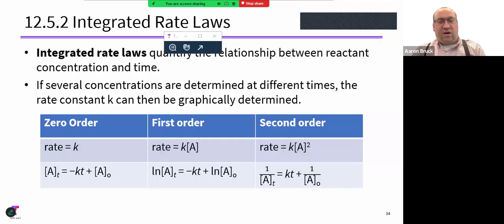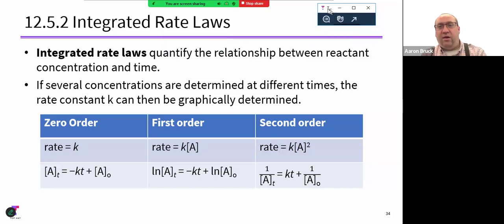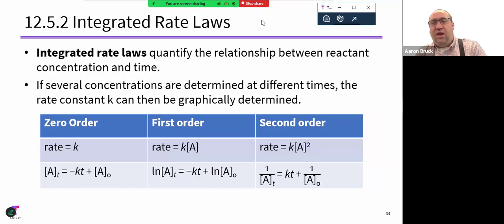All right, so our second experience here today is we're looking at another way of using experimental data to do something. And in this case, we're looking at integrated rate law. So what is the difference between a method of initial rates and an integrated rate law?